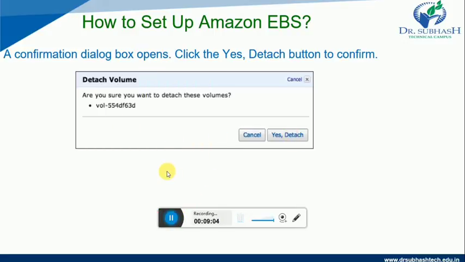So friends, this is how you can set up Amazon Elastic Block Store in AWS. I hope in this video lecture you understood what is EBS, that is Elastic Block Store in AWS.